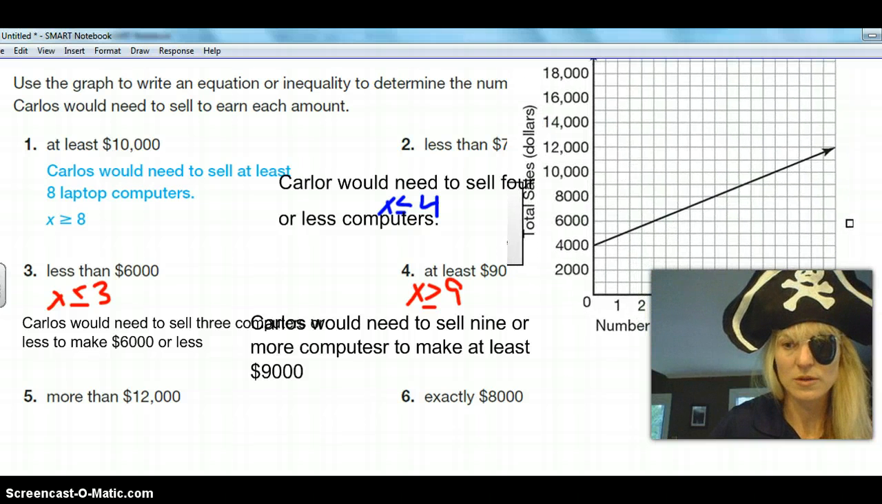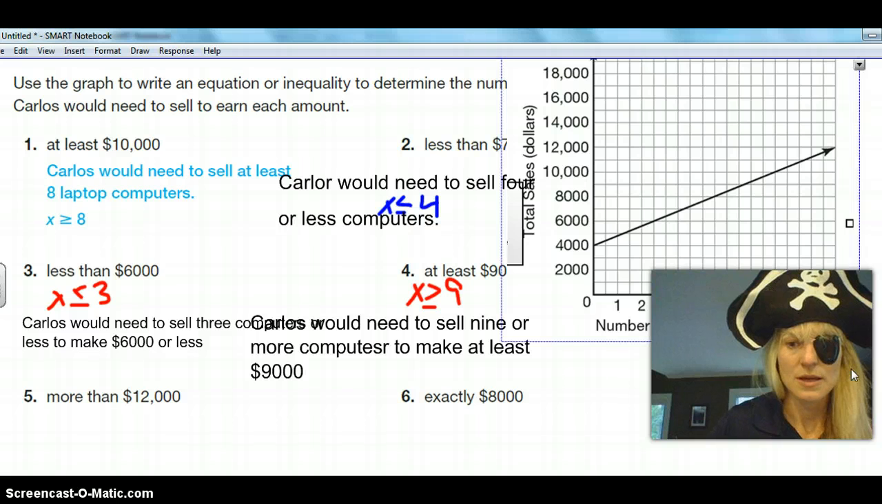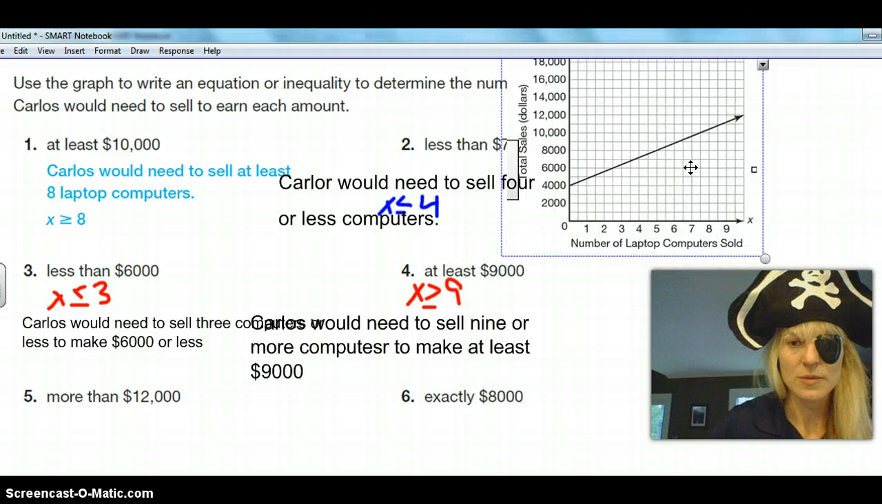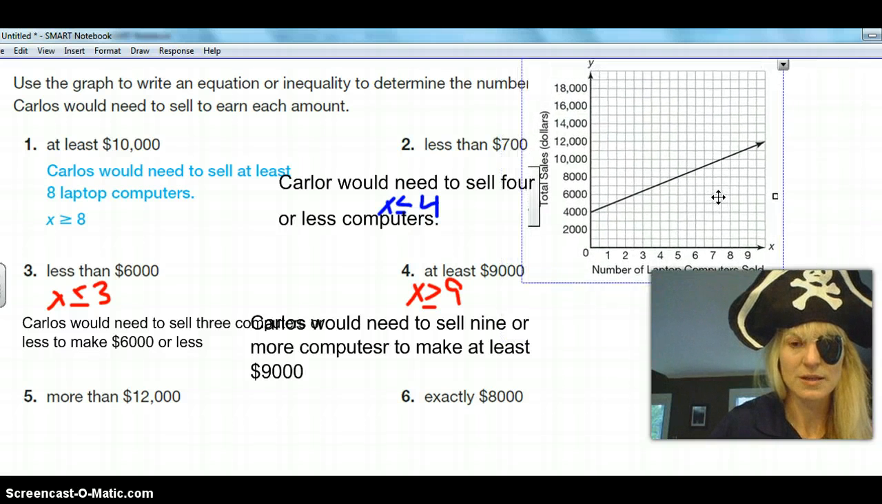If I can move that up a little bit, I'm worried you can't see that. So I'll make it a little bit smaller. Hopefully my head's not in the way.